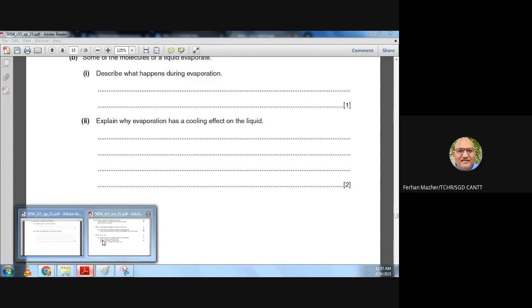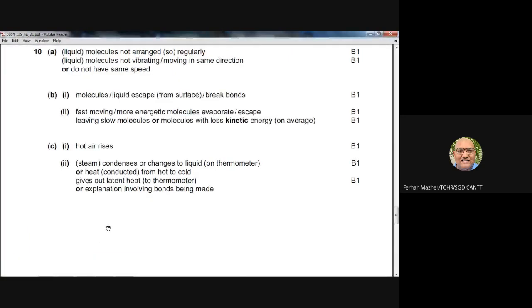You see, he says there are two marks. He says fast moving or more energetic molecules evaporate or escape. One mark for saying this. And leaving slow molecules or molecules with the less kinetic energy on average. Muskan, kindly write your answer, beta. It's a 2 mark question. Done, sir. I have written that molecules which are left have lower kinetic energy. Average kinetic energy of liquid drops, thus temperature of water also drops, giving cooling effect.